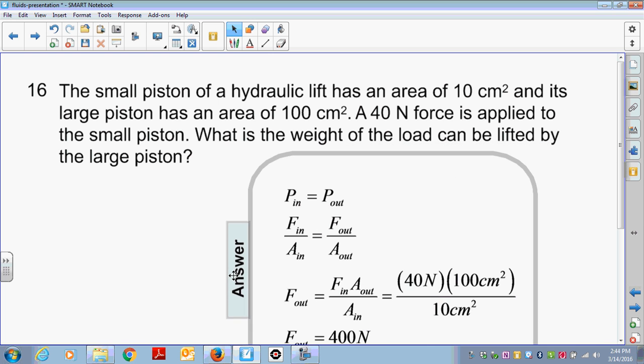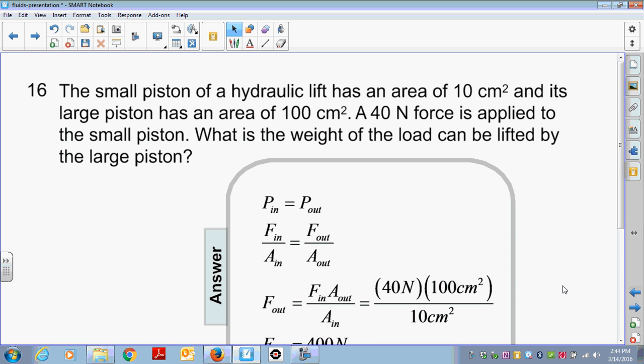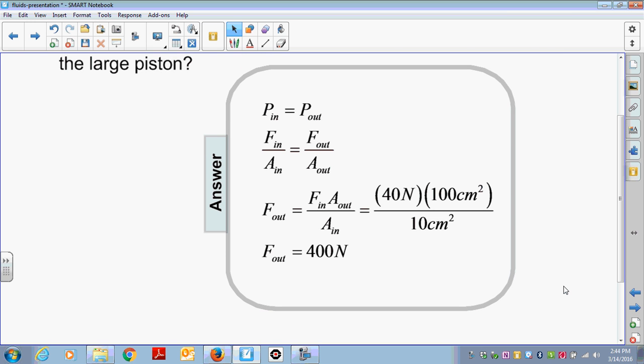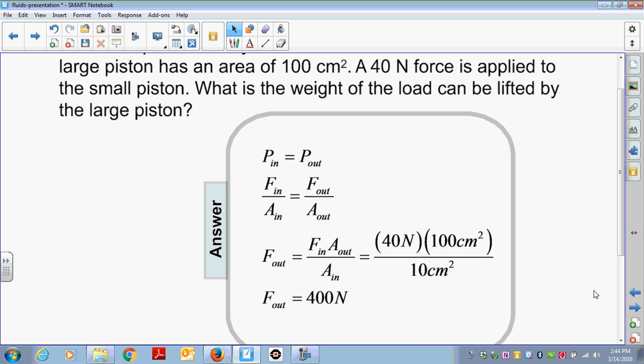Okay, so let's take a look at your answer. We know that the pressure in must equal the pressure out, which is the force per unit area in must equal the force per unit area out. Solving for the force out, we end up with force in times the cross-sectional area out divided by the cross-sectional area in. Substituting in our numbers, you end up with a force of 400 newtons. Notice here that we did not convert to meters squared. You don't have to do that when you're dealing with a ratio. In other words, when these units are going to cancel each other out. So notice that we can lift a 400 Newton object with the large piston.